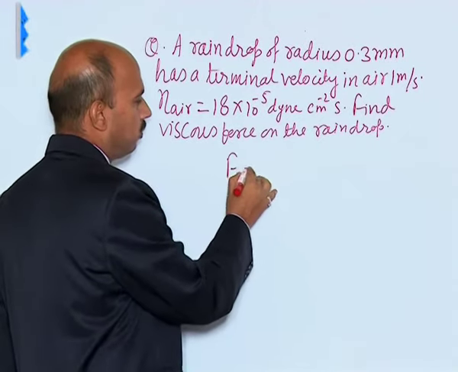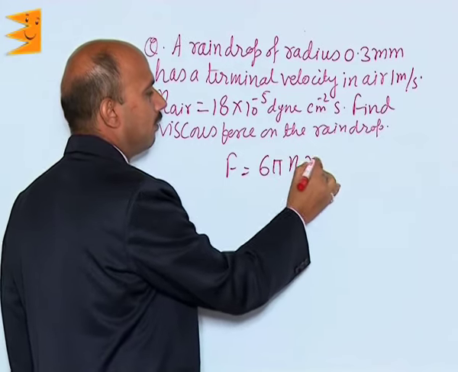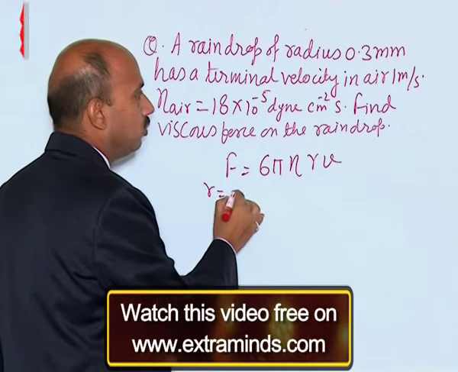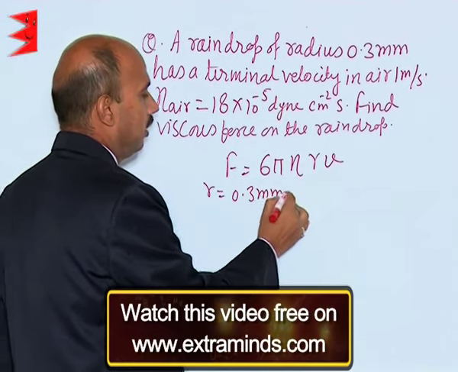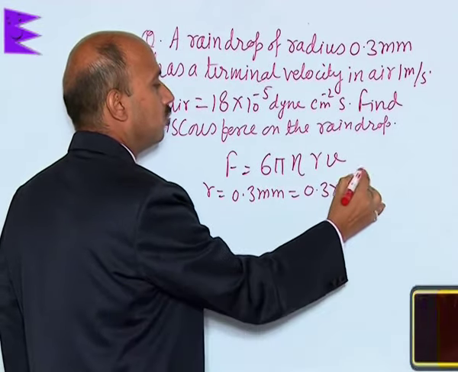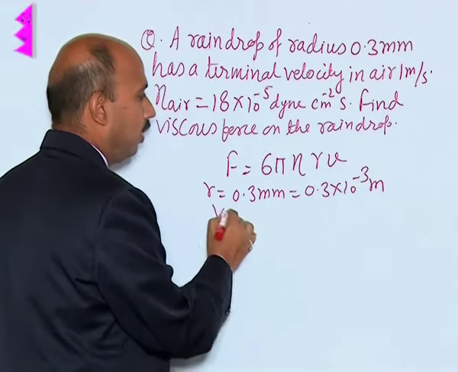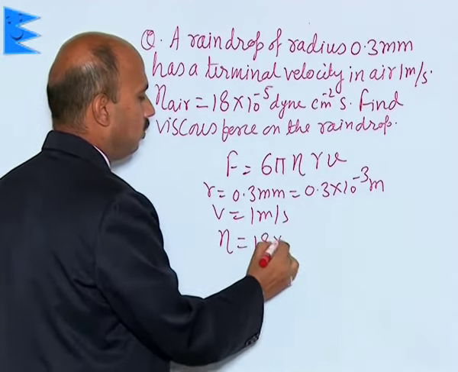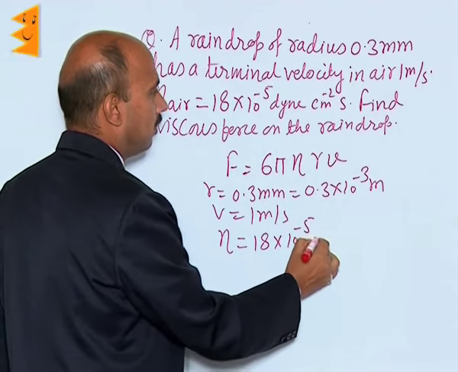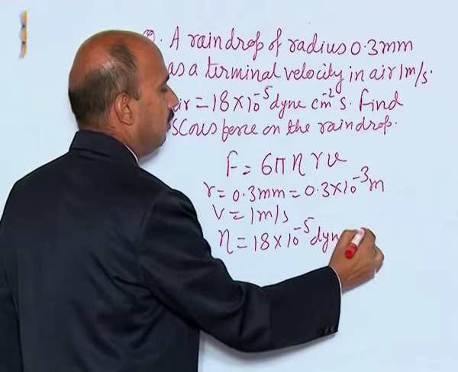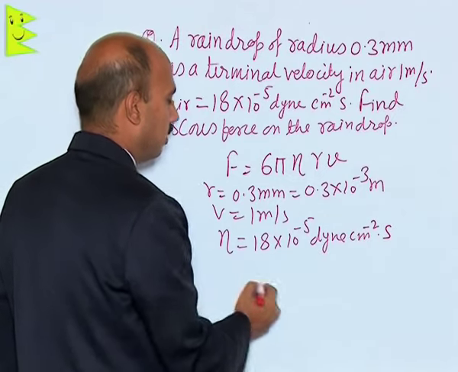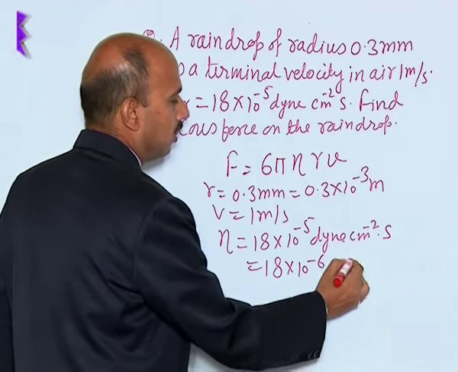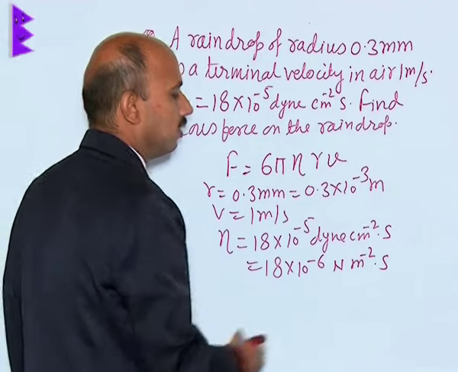So, the formula for the viscous force is 6 pi eta r v. Here r is the radius, which is given to you: 0.3 millimeter is equal to 0.3 into 10 raised to power minus 3 meter. V is already given to you: 1 meter per second. The coefficient of viscosity is given as 18 into 10 raised to power minus 5 dyne second per centimeter square. That can be written as 18 into 10 raised to power minus 6 Newton second per meter square.